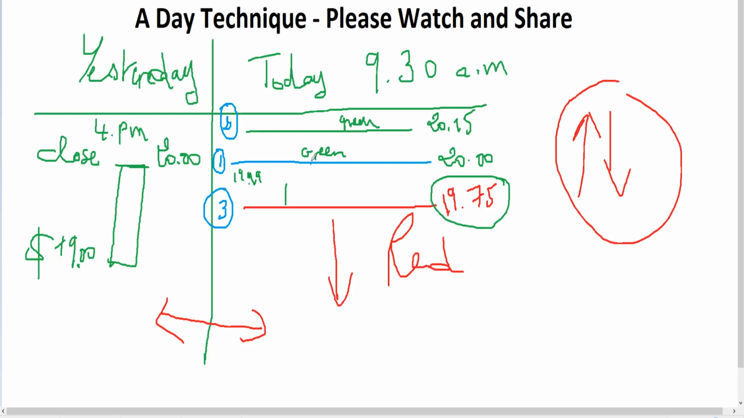If it crosses this green line, which is 20, that means the stock might go up strong, and it will be a green day. It means you will be making money.